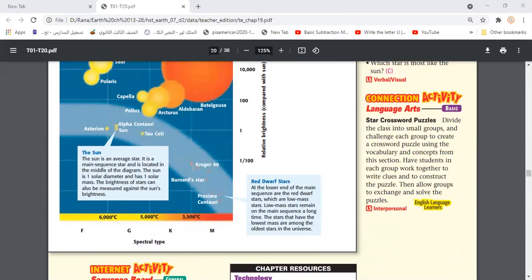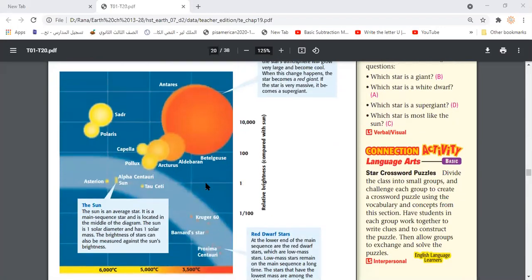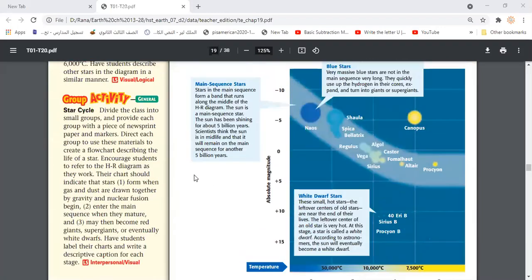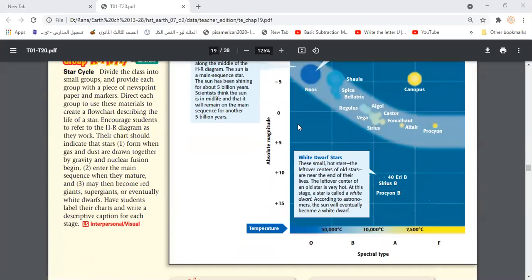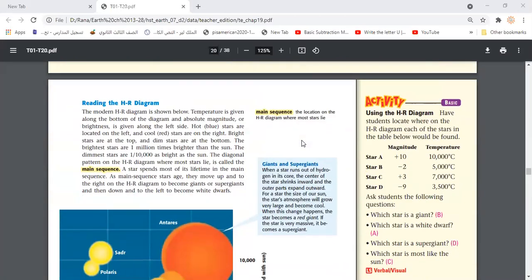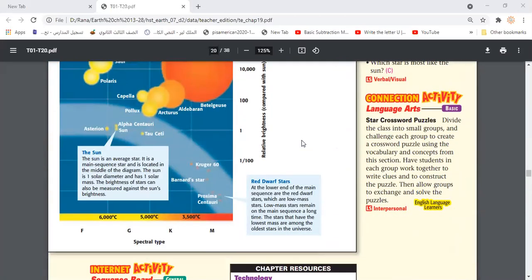So how are we able to read the HR diagram? Like this case, that's how we could know, by looking at the HR diagram, the temperature of the star, or the average temperature of the star. We could know its absolute magnitude, that means its brightness, and even which stage of its cycle the star is in. So like this, the HR diagram is useful to know a lot of details about the stars.